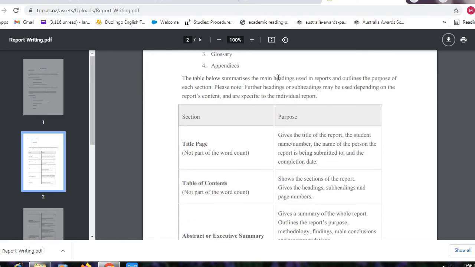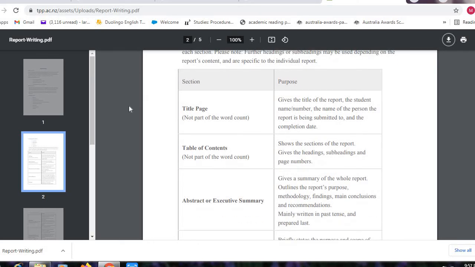The table below summarizes the main headings used in reports and outlines the purpose of each section. Please note further headings or subheadings may be used depending on the report's content and are specific to the individual report. For example, the title page, not part of the word count. Purpose: give the title of the report, the student name and number, the name of the person the report is being submitted to, and the completion date as well.